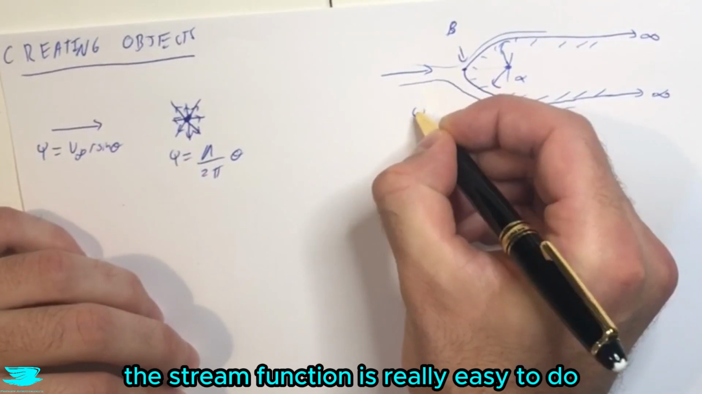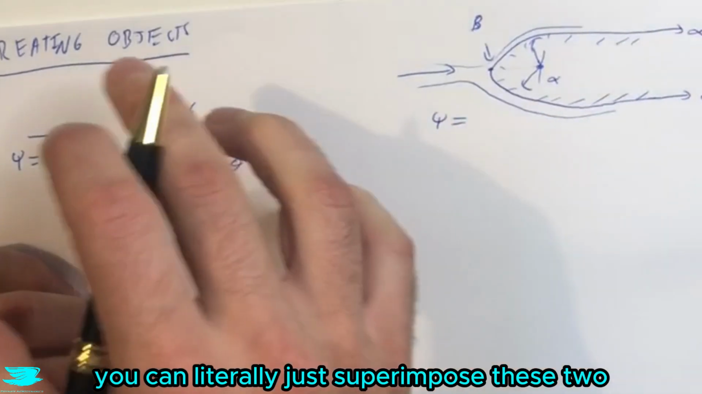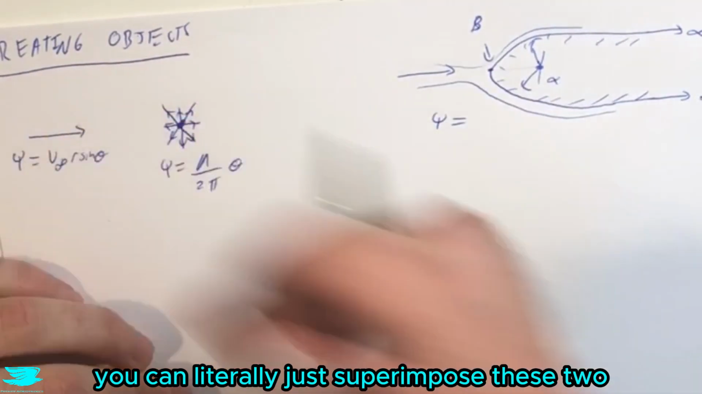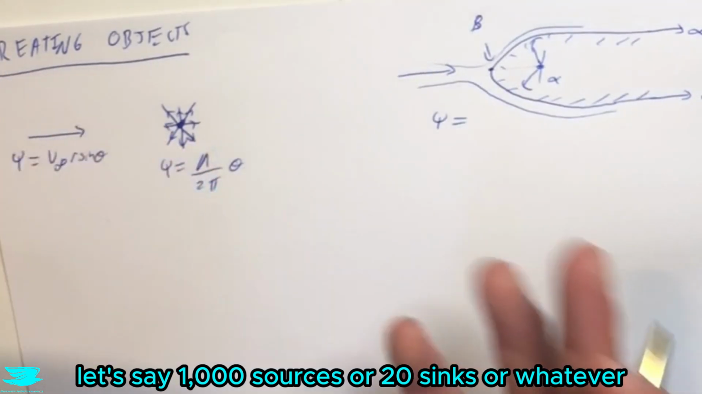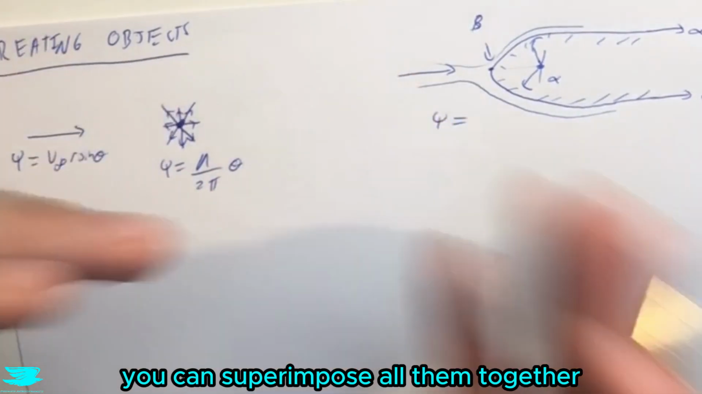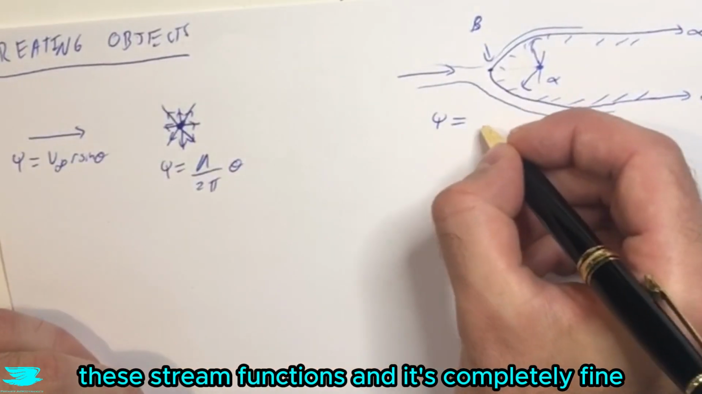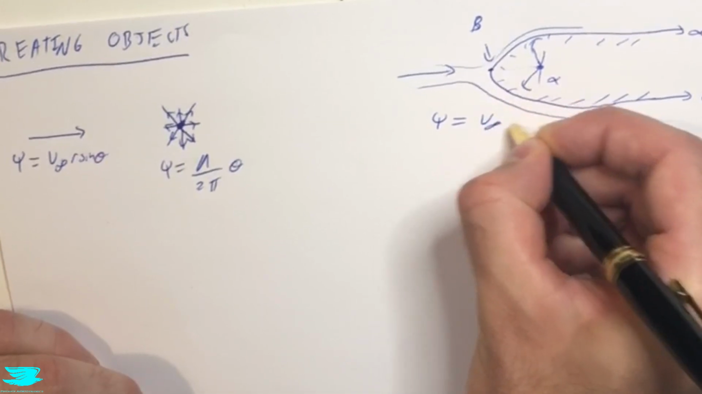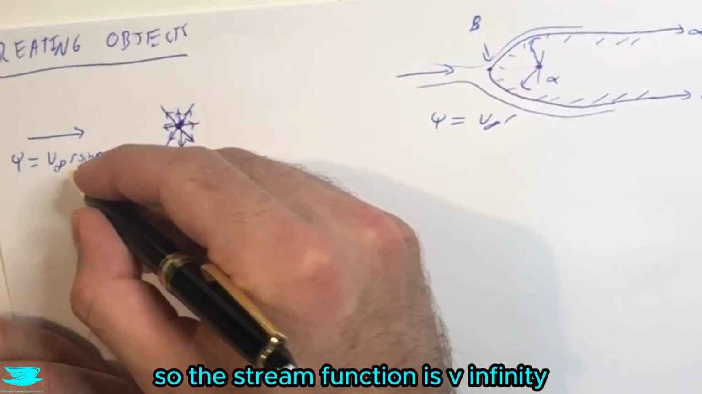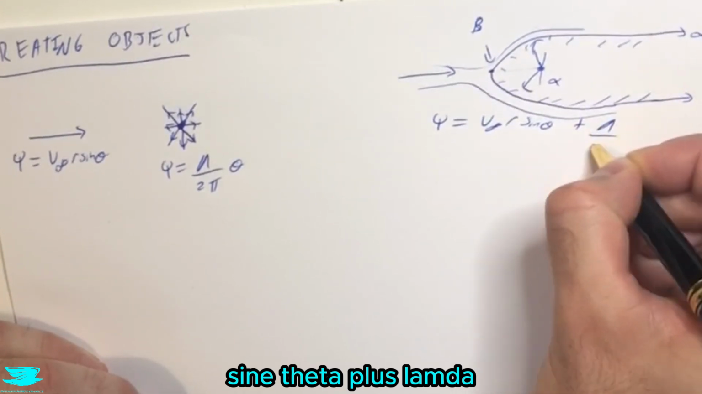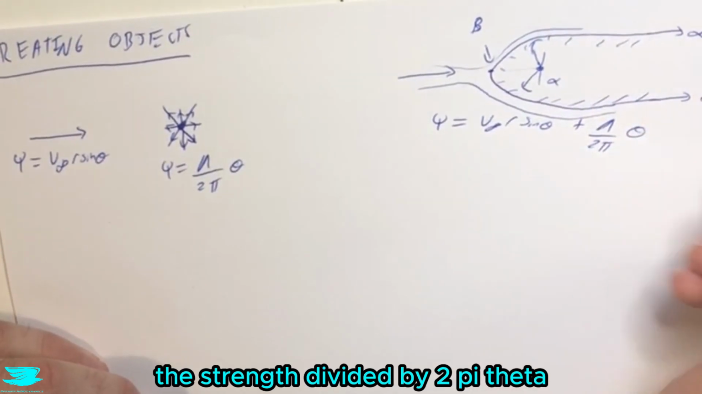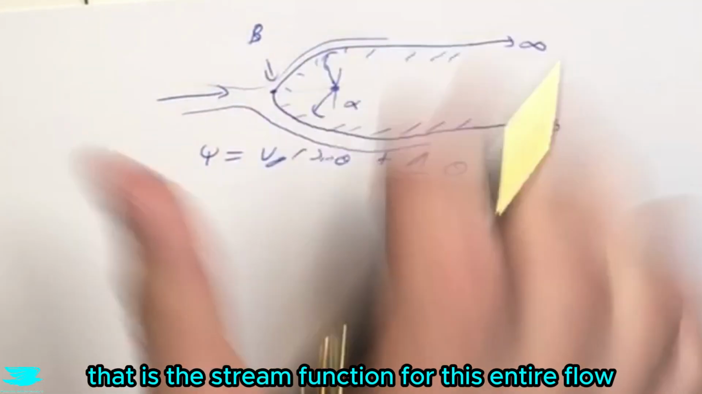First of all, the stream function is really easy to do. You can literally just superimpose these two features together. And if you had, let's say, 1,000 sources or 20 sinks or whatever, you can superimpose all of them together, just add these stream functions, and it's completely fine. So the stream function is v infinity r sine theta plus lambda, the strength, divided by 2 pi theta. That is the stream function for this entire flow.